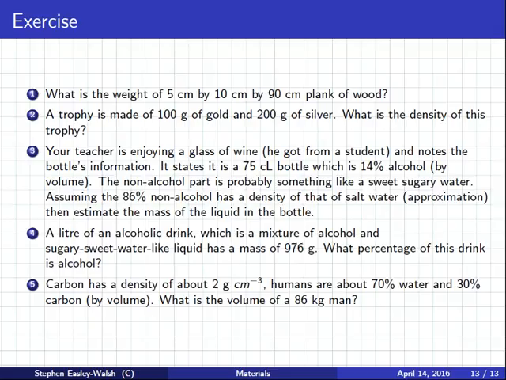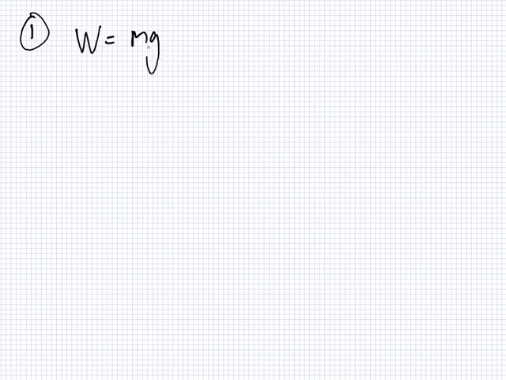Okay, so did you get the first one? What did I want? The weight. Weight equals mg. M is density times volume, times g. Density of wood is what, please? 700. And what's the tree length? 5, 10, 90, yeah? And so what's that, please?